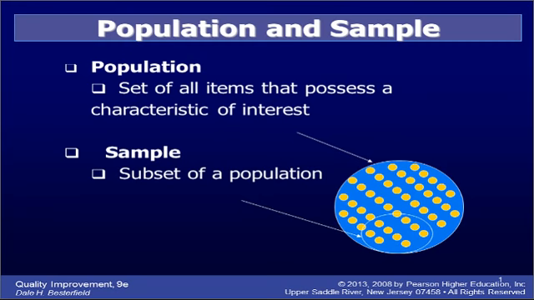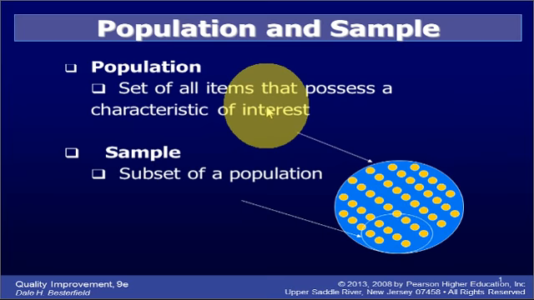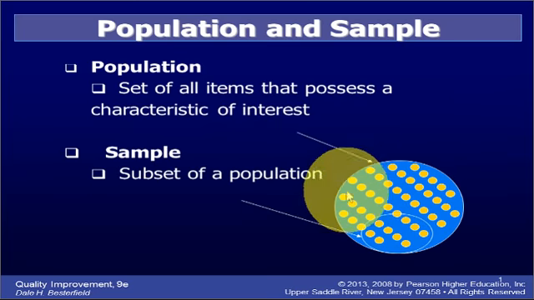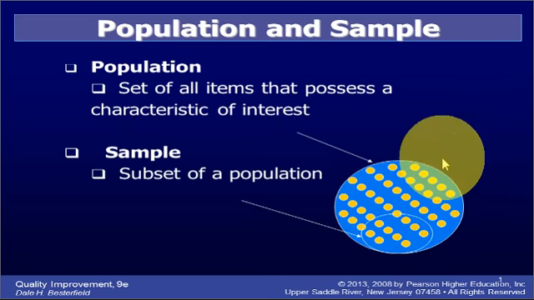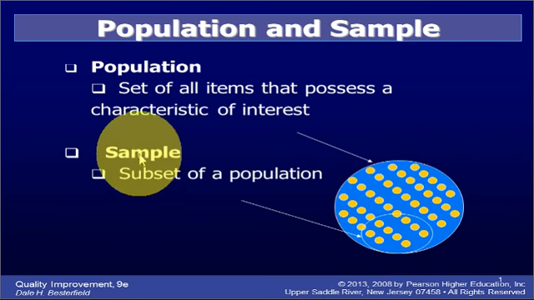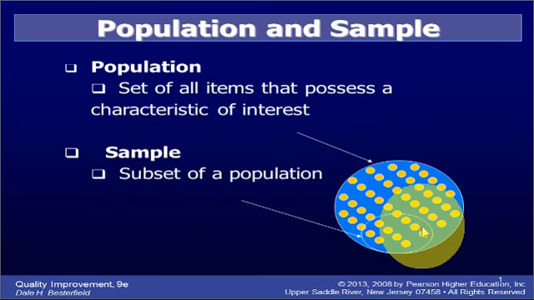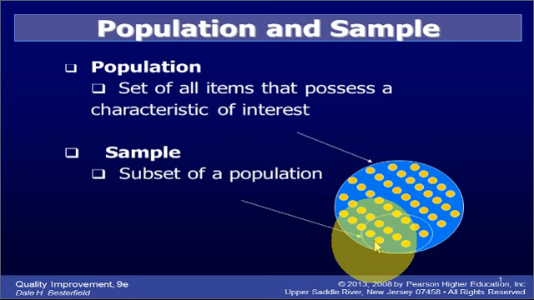I will briefly introduce the concept of population and sample. So the population is a set of all items that possess a characteristic of interest. So this is the whole set of the data points that I'm interested in, or the whole set of the objects that I want to examine. I want to find the characteristics of all these objects. And a sample is a subset of the population. So if the population is too large, and I cannot get every data point, then I select a subset of the population.